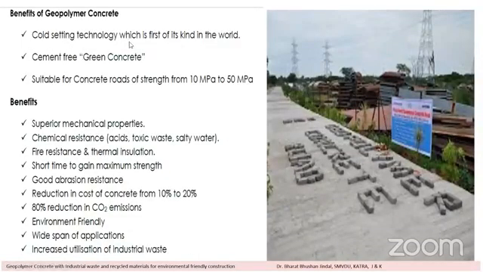So what are the benefits of geopolymer concrete? It is a cold setting technology. We have already discussed that only an endothermic reaction is there, not exothermic. It is cement free, so you can say that it is a green concrete. It is suitable for concrete roads with a strength requirement between 10 to 50 MPa. What are the major benefits? These are mechanical property, chemical resistance, fire resistance, and thermal insulation.